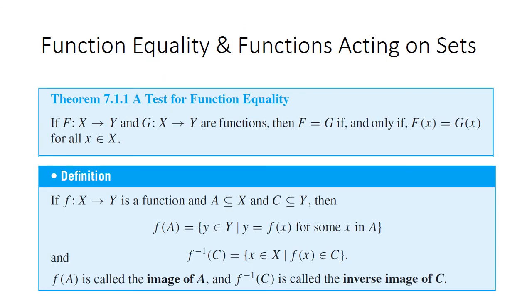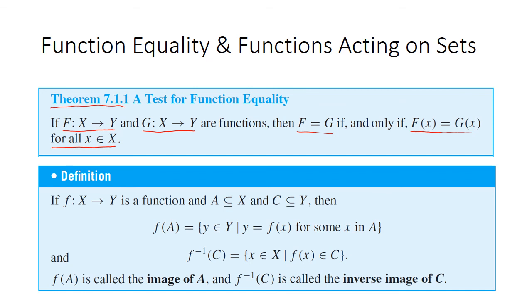Okay, so now let's talk about function equality and functions acting on sets. So first of all, we have theorem 7.11. So this says, if capital F is a function from capital X to capital Y, and G is also a function from capital X to capital Y, then F equals G if and only if F of x equals G of x for all little x in big X. Okay, so in other words, two functions are the same function if and only if the value of the function is the same for every element in the domain. And they do also need to have the same domain and the same codomain.